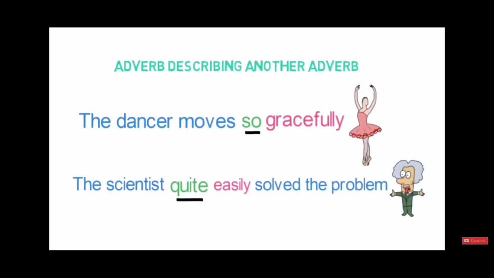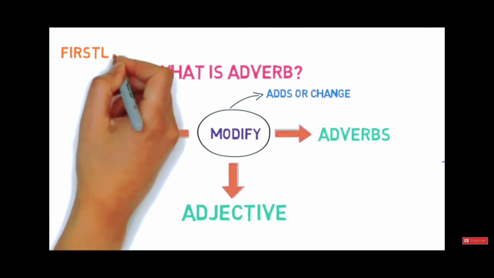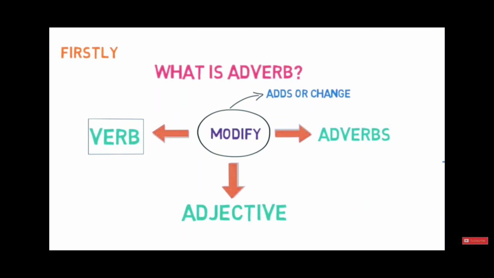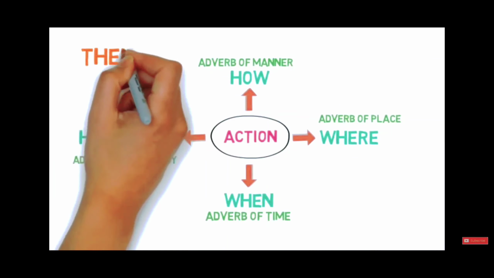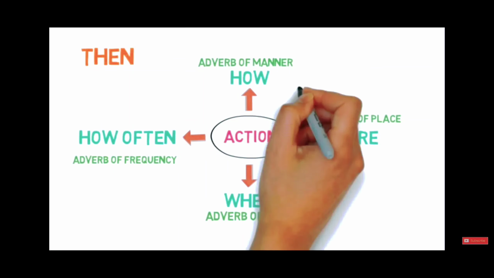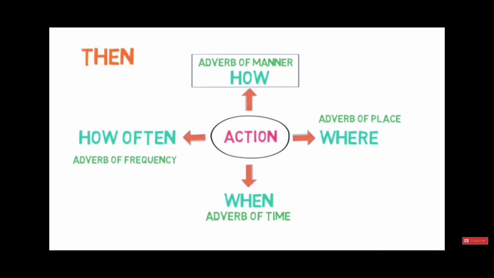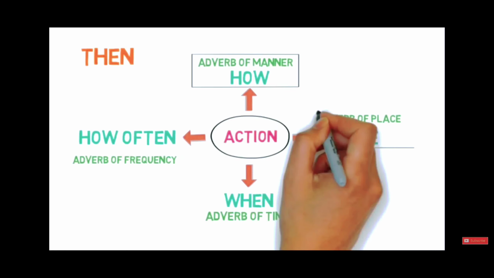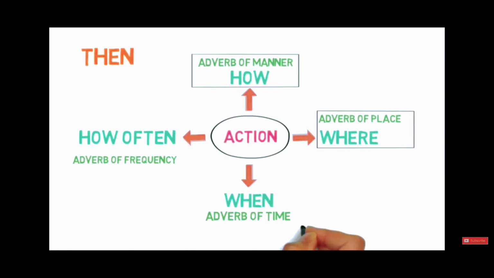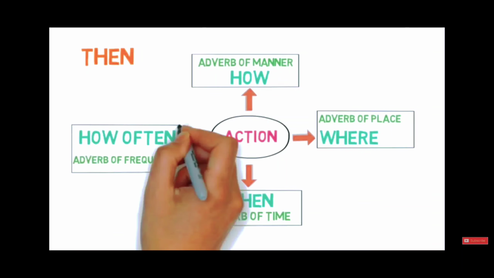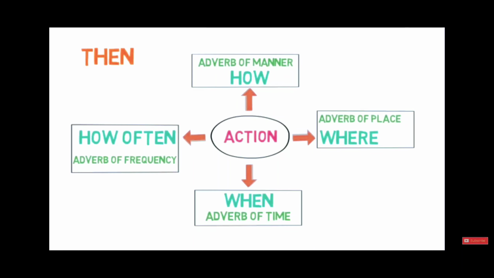So these are the basic things about adverbs that you should know. Let's quickly revise what we have learned in this video. Firstly, adverbs are words that modify three things: verbs, adjectives, or adverbs. Then we learned they can be divided into four types. The adverb of manner, which describes how an action happened. Adverb of place, which describes where an action happened. Adverb of time, which describes when an action happened. And adverb of frequency, which describes how often an action happened. Remember these four types of adverbs.